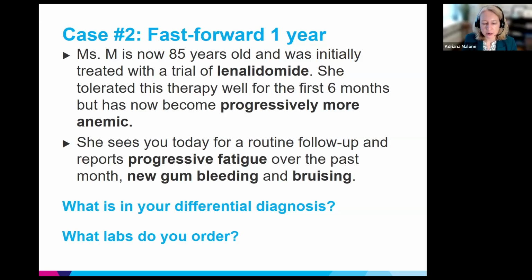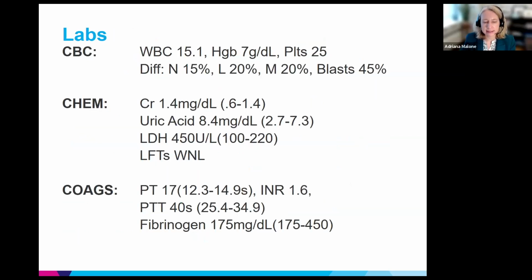What labs should we order? A CBC with differential, a complete chemistry panel, and I would also check her coagulation factors as well as her fibrinogen to rule out DIC. Here are her lab results. Please take a look.